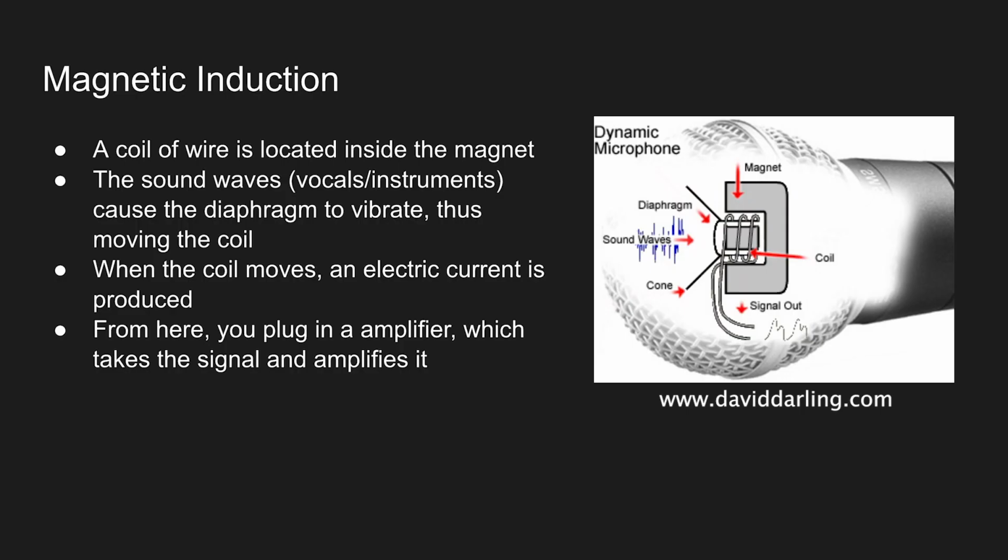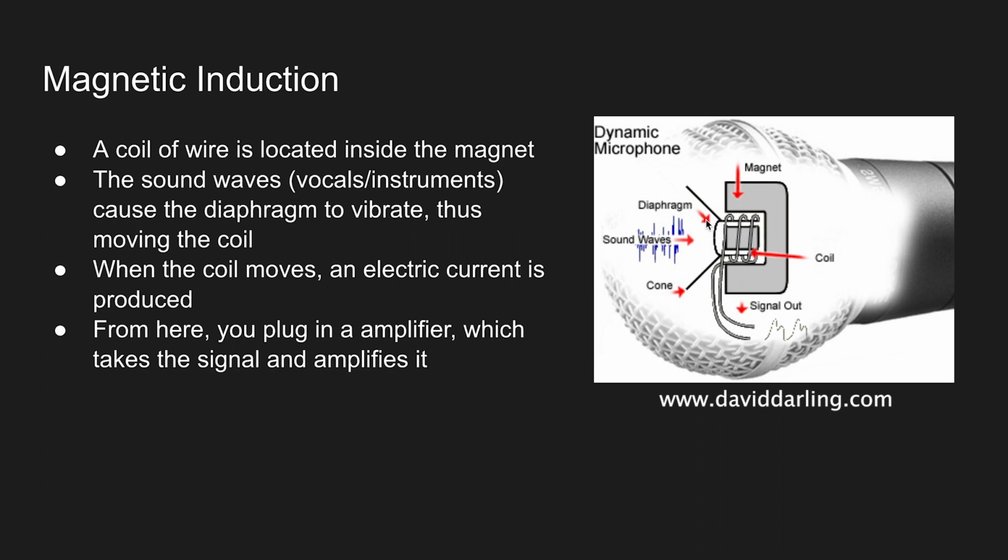Now let's get into what is actually happening when a dynamic microphone is working. So this is where we get into magnetic induction. So let's break this down. A coil of wire is located inside of the magnet. So if you can see right here, a coil of wire is located inside of the magnet right here. The sound waves, coming from the vocals or an instrument, cause the diaphragm to vibrate, thus moving the coil.